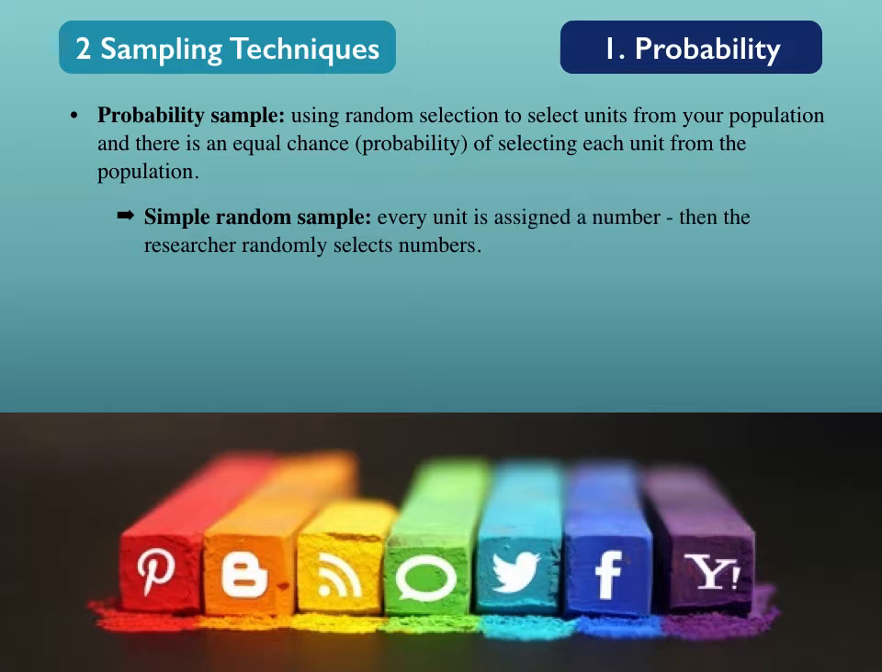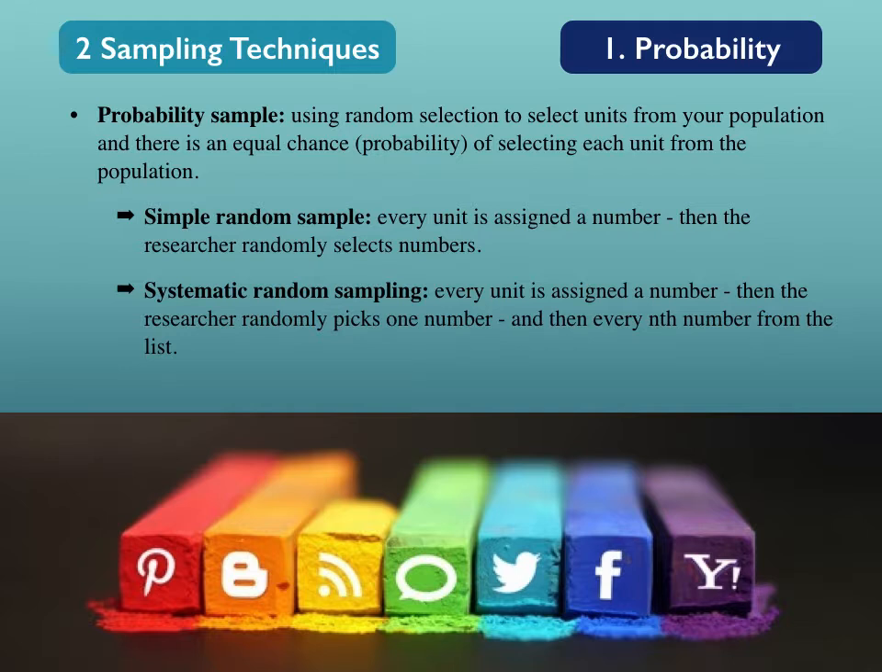So one method is simple random sample. This is where every unit is assigned a number, then the researcher randomly selects the numbers. So say there are 13 of you in the class, and everyone has a number. And then I take a piece of paper and write everybody's number on it, tear it in pieces, and put it in a hat. Shake it up, and then I pick out, let's say I wanted 5 people. So that's a simple random sample.